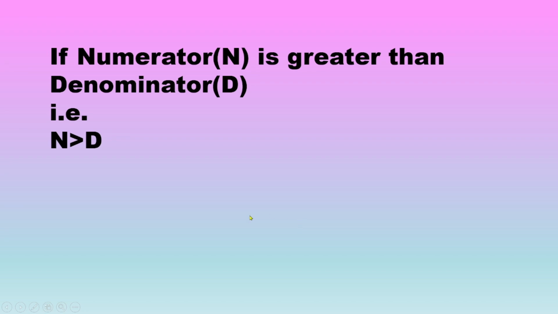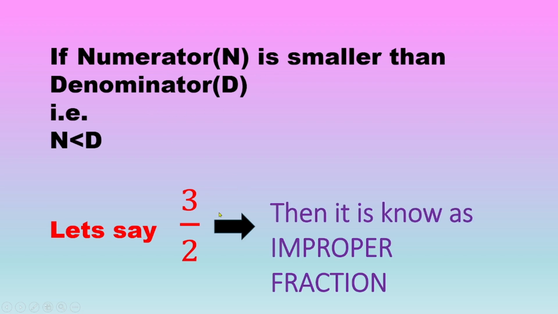The next is if numerator is greater than the denominator. For example, this is the fraction 3/2. Here numerator is 3, denominator is 2 and 3 is greater than 2, that is numerator is greater than denominator. In this case, it is known as improper fraction. Okay?